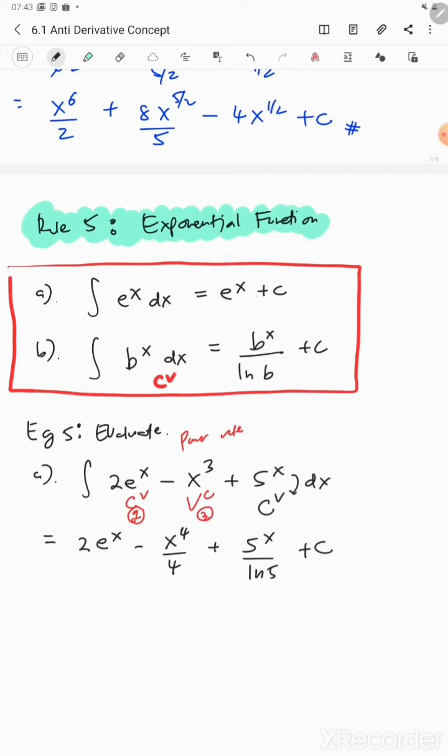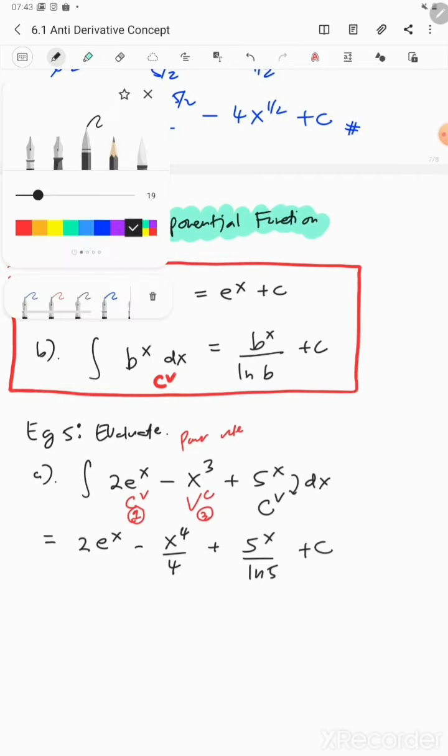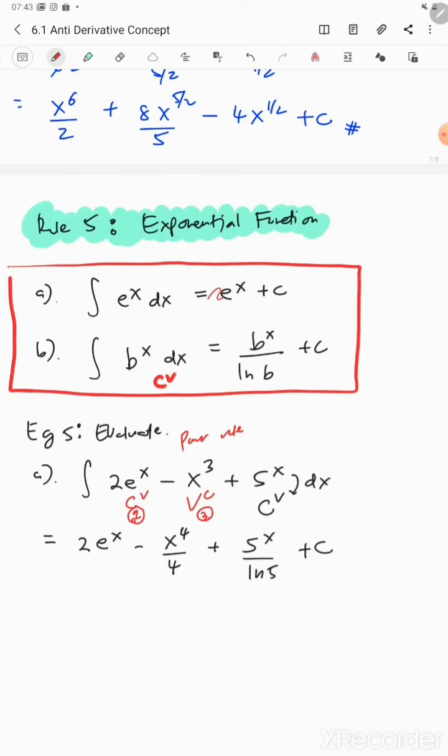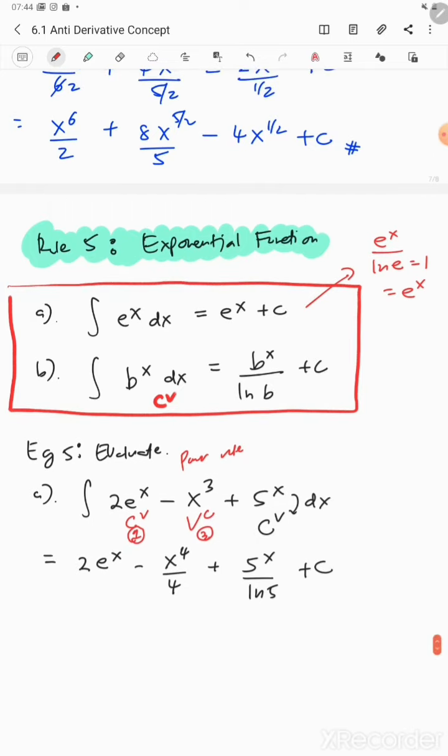Alright, to prove this, why when we integrate e power of x, we get the same thing. We use the formula like this, for b formula. So e power of x we copy, and then ln e. ln e is actually equal to 1. That's why the answer is the same, e power of x. Right, so I hope you understand.